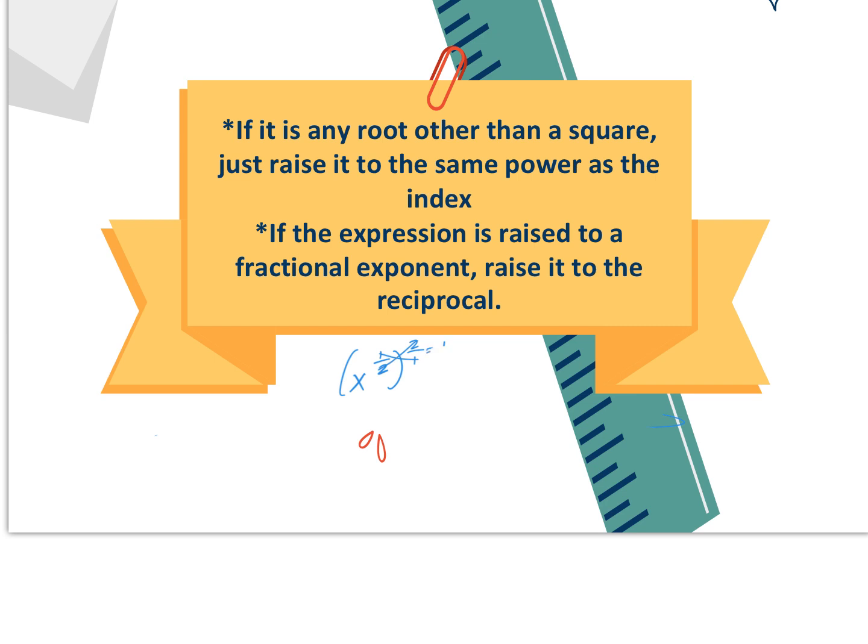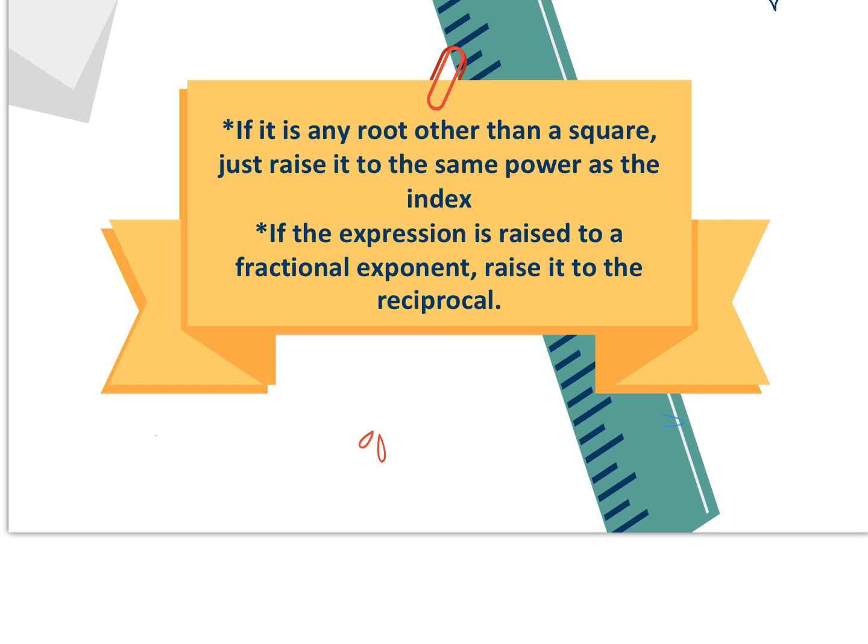So notice if I do x to the 1/2 power and I multiply it by 2 or 2 over 1, I'm just going to get x to the first, which is what I started with. Again, if I convert this to a square root, because x to the 1/2 is a square root with an index of 2, if I square it, we know that equals x. So it's kind of the same thing.